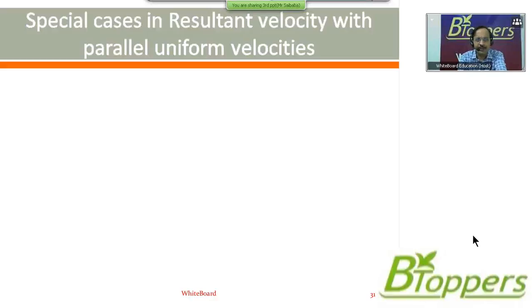Next, I would like to discuss some special cases in resultant velocity with parallel uniform velocities. That means I would like to specifically discuss two cases where the two velocities are parallel to each other. There are some problems in different books based on these two cases. First, I would like to show you the conclusion of each case. Then I will show you the explanation part or mathematical proof for the conclusion.